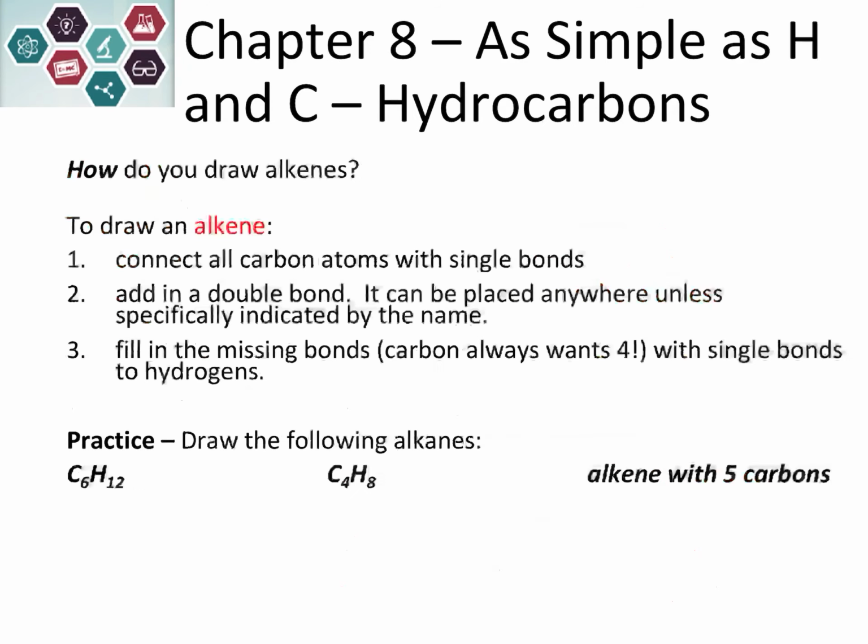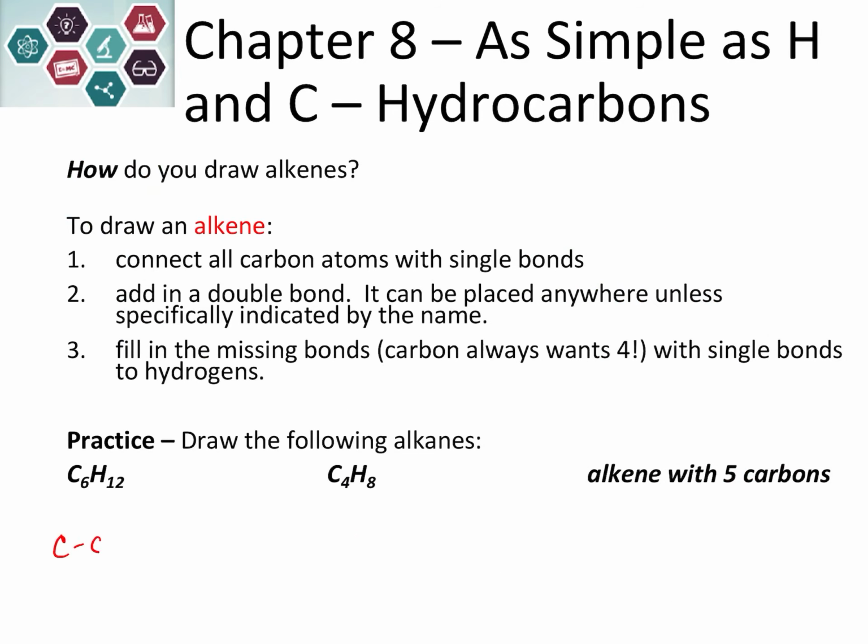For drawing alkenes, again, we're going to connect all of the carbon atoms with single bonds. Then you're going to add a double bond somewhere. Unless there's something in the name that you're given or in the directions, the double bond can go anywhere. Then you'll go in again and fill in with hydrogens to make sure your carbon has 4 bonds.